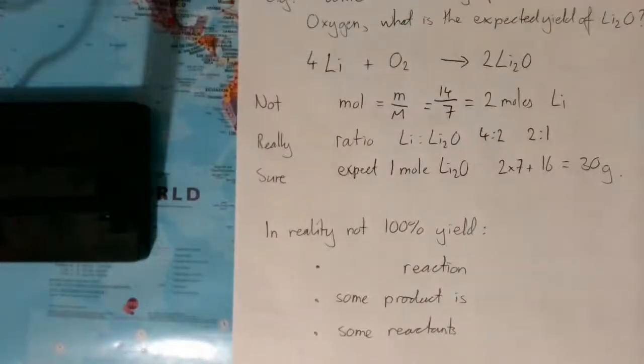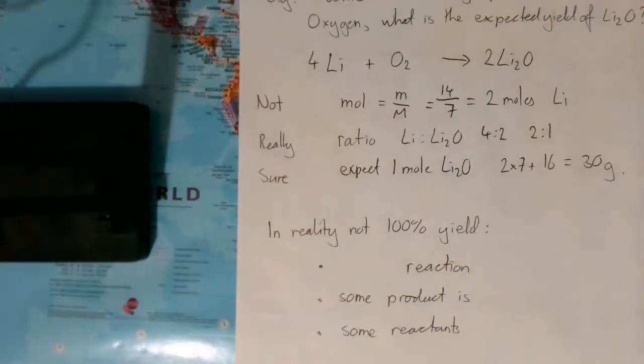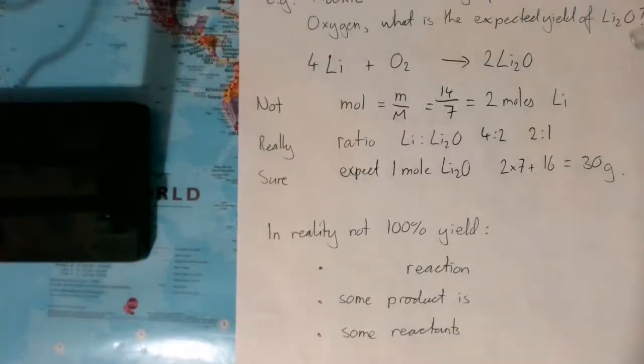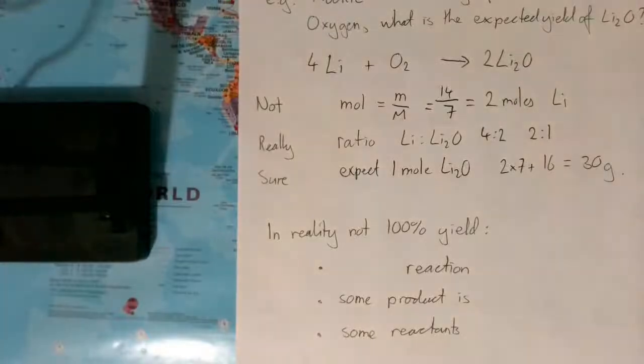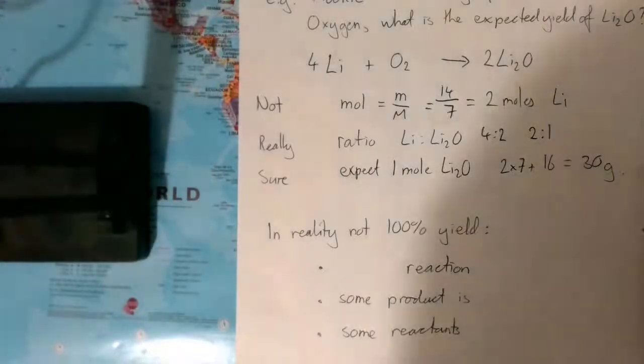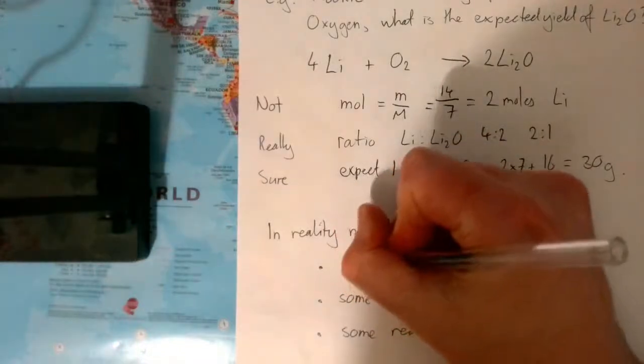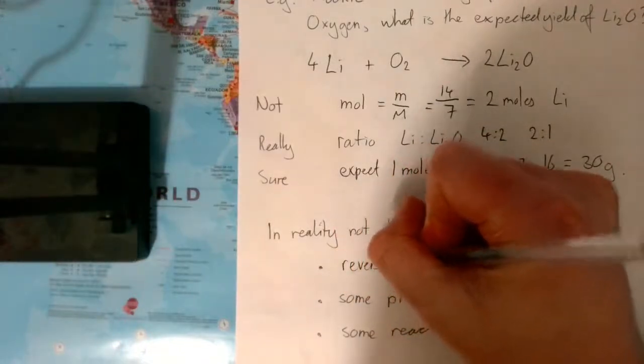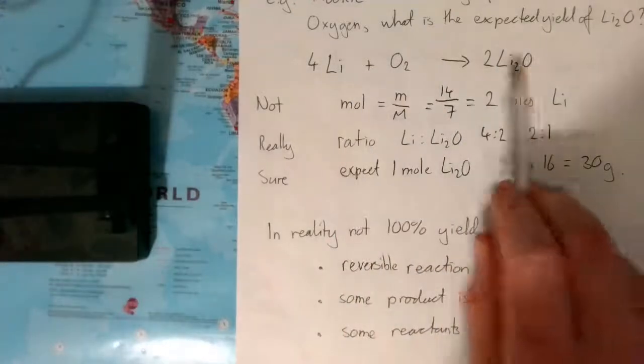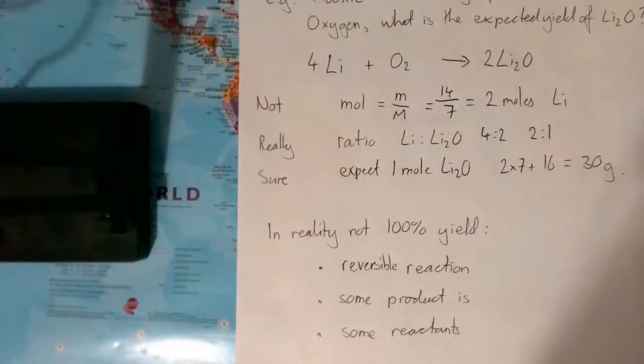However, in reality, you will not get a 100% yield. Not every single one of the atoms that you start with will end up being part of the product. And there are 3 reasons for this that you need to know about. The first one, sometimes you can have a reversible reaction. So the lithium oxide splits apart and goes back into the lithium. You just don't get what you wanted.